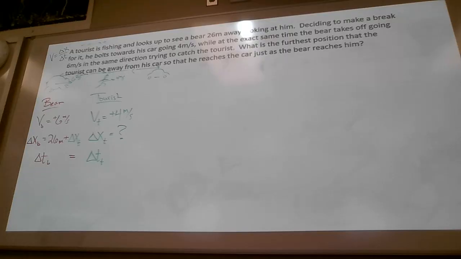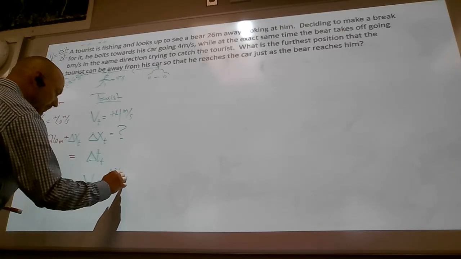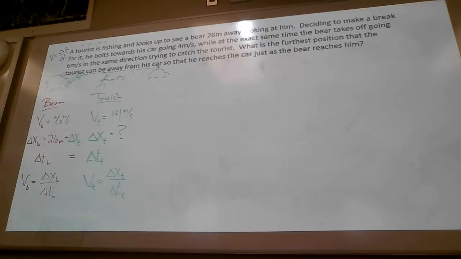Now, that's my set of variables for each. And now I need an equation for both of them. Well, I only have one equation at the moment that I have to work with, and that's this one. So I've got the velocity of the bear is equal to the displacement of the bear over the time of the bear. And the velocity of the tourist is equal to the displacement of the tourist over the time of the tourist. So I have the variables and an equation for each object.